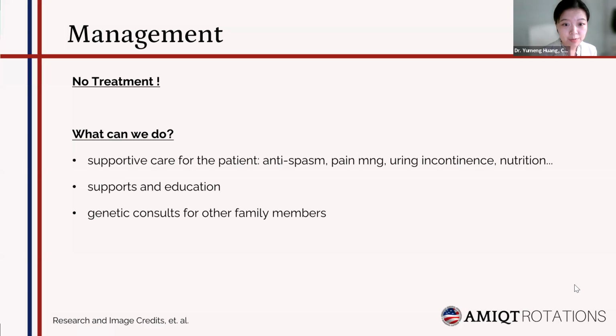So let's talk about management. Unfortunately, as with all prion diseases, this disease is universally fatal and there is no effective treatment. So what can we do for the patients? The most important part here is to give them supportive care, including antihistamine, pain management, urinary incontinence and nutrition management. And also CJD can be a really detrimental insult to the whole family. So we need to give them support and education, and also provide a genetic consult to the other family members.